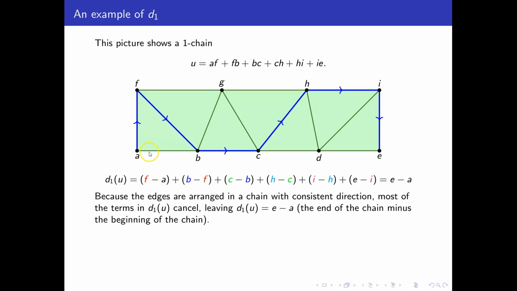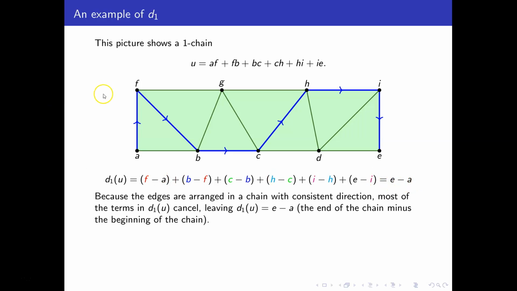So we get all these guys here. But you see, most of this cancels. The F here cancels the F there, the B here cancels that B, the C cancels that C, this H cancels that H, this I cancels that I. Everything cancels except for this minus A here and this plus E here, it's E minus A.